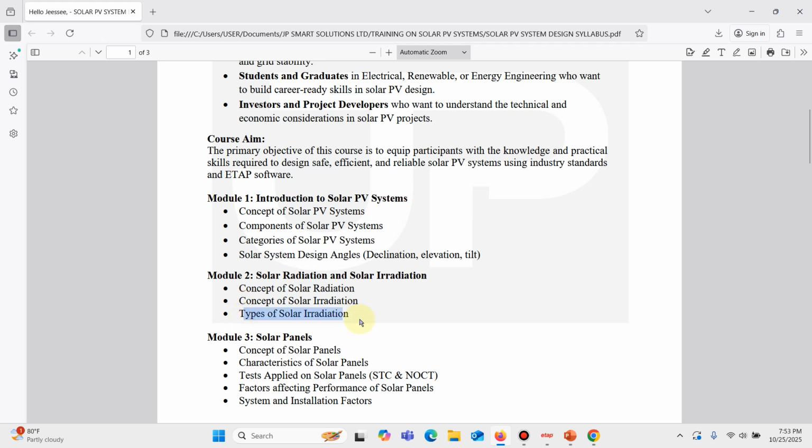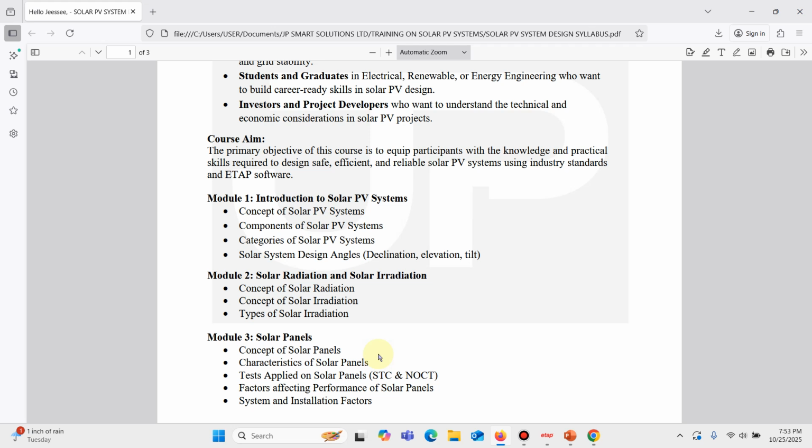Then we proceed to solar panels. We've talked a bit on solar panels today, where we had the types of solar panels and how to identify them just by visualization. So we have the monocrystalline, the polycrystalline, and the thin film solar panels, where we also highlighted the advantages and disadvantages compared to each other.